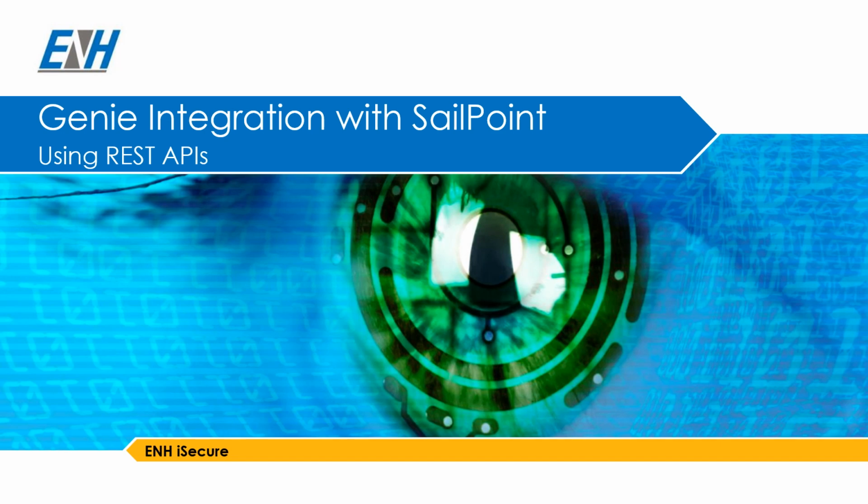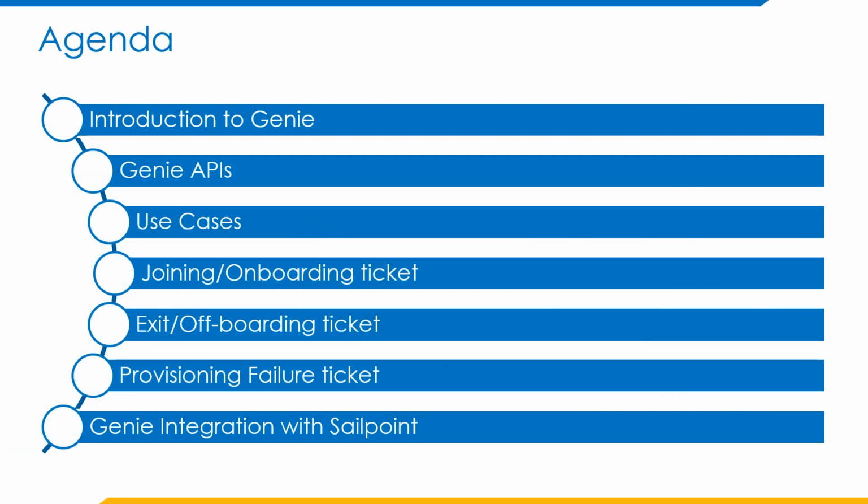In this presentation, we are going to discuss the integration of Genie with SailPoint Identity IQ using REST APIs. We are going to have an introduction to Genie and the Genie APIs used in the integration process, and the use cases involved in the integration process, such as creation of a joining or onboarding ticket, creation of an exit or offboarding ticket, and a provisioning failure ticket. And then we'll be discussing our integration approach of Genie with SailPoint.